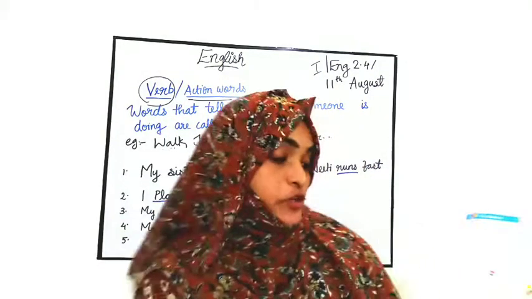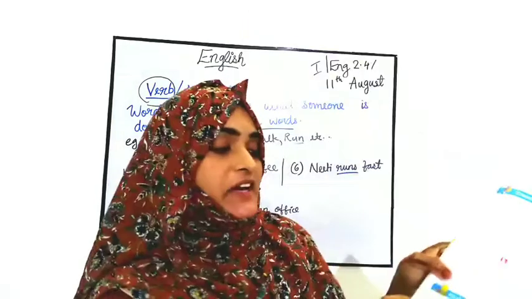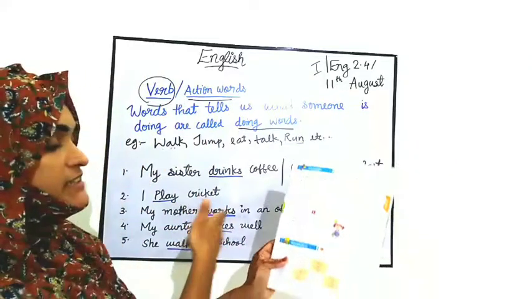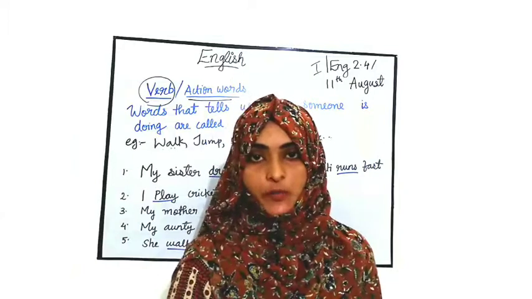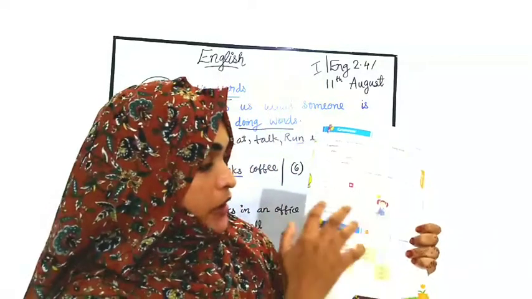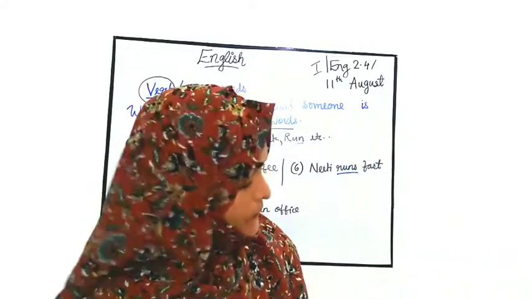Now all of you take your textbook, page number 17. On page number 17, you can see these sentences. These sentences are already here, so no need to copy them to your notebook. You can do it in your textbook itself. So you have to underline the verb in these sentences. Okay.